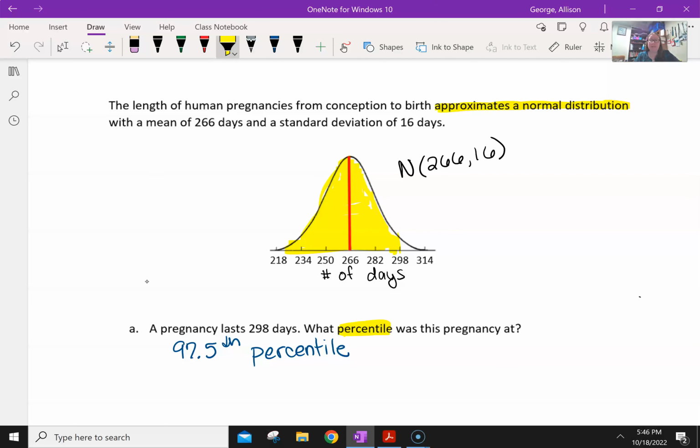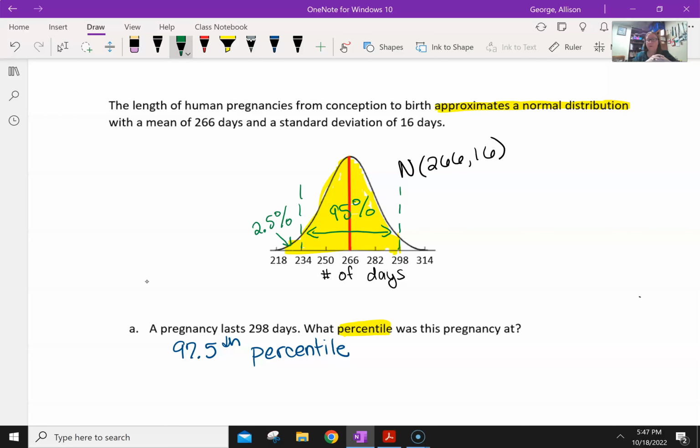So 298 is 2 standard deviations above the mean. So that means this piece that I'm drawing right now contains 95% of our data. And then we just looked at on the other page what the other 2 sides were. So there's 2 ways you can approach this. You can say, okay, well, I know the inside is 95%, and I know that this is 2.5. So I'm just going to add those together.